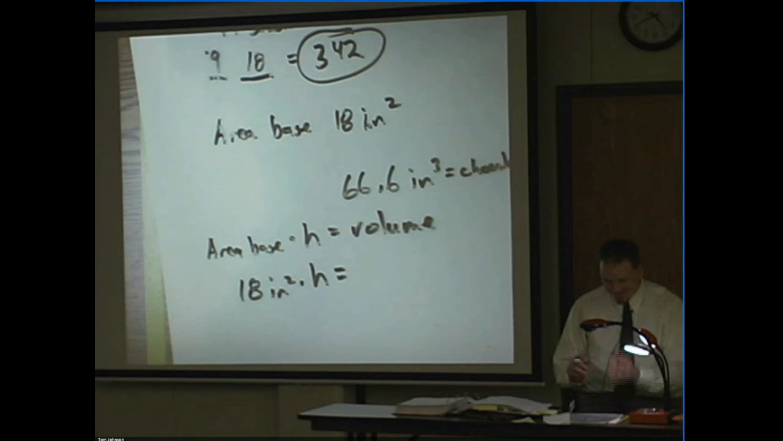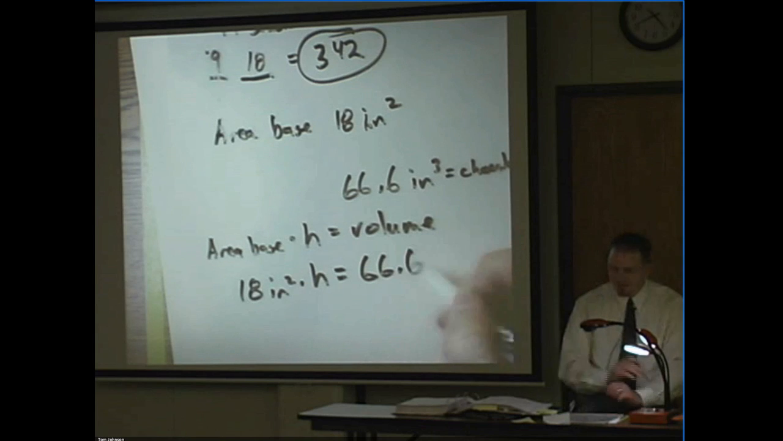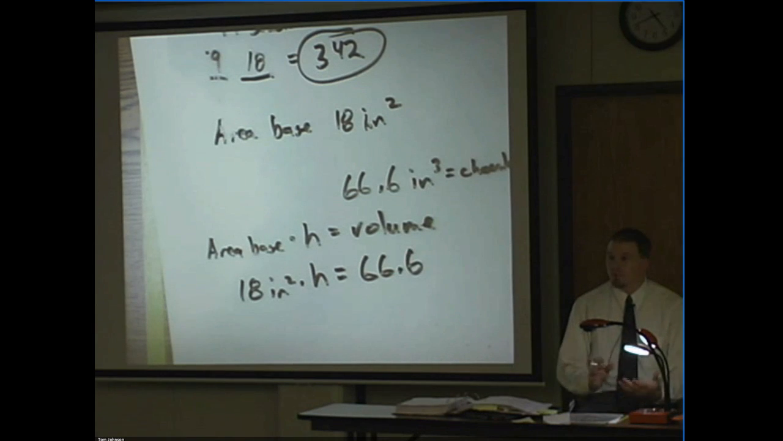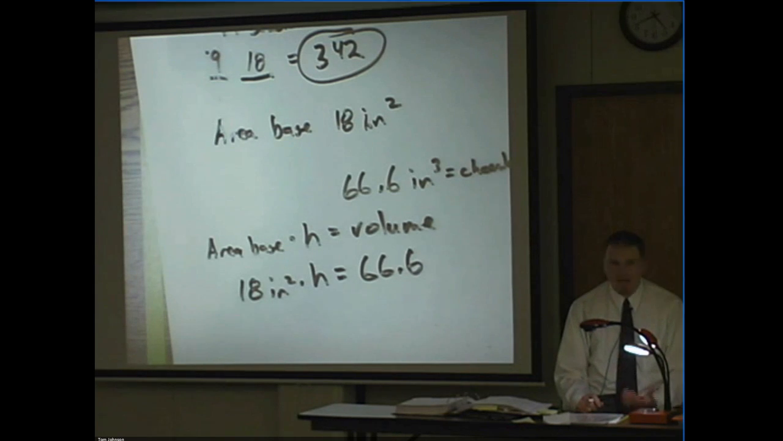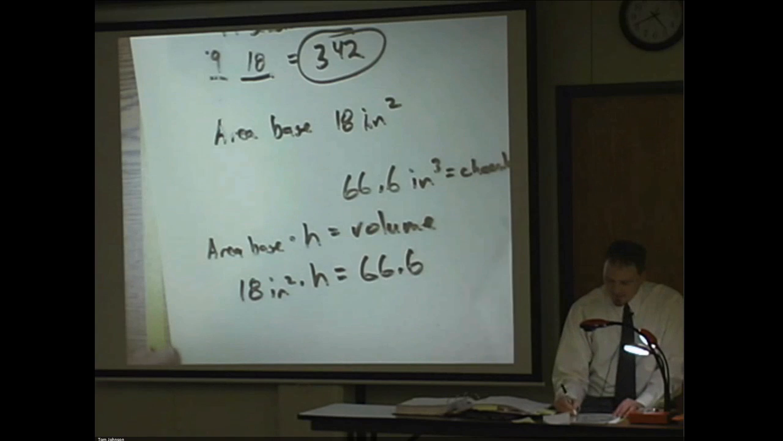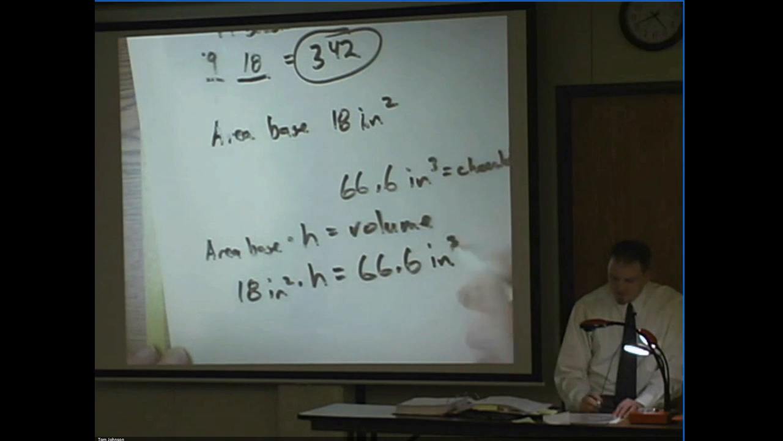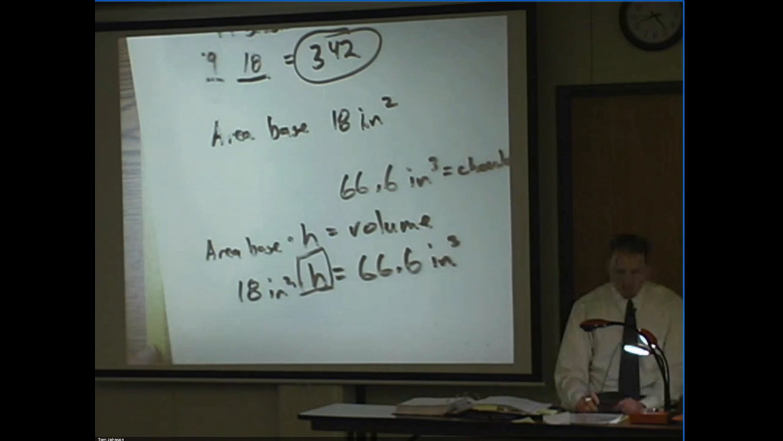So 66.6 is going to be the volume that we're looking for. So what is the variable that we're dealing with here? The height. And that's inches cubed, right? How do I figure out what the height is when I've got it multiplied by 18 inches squared, the area of the base? What do I need to do?